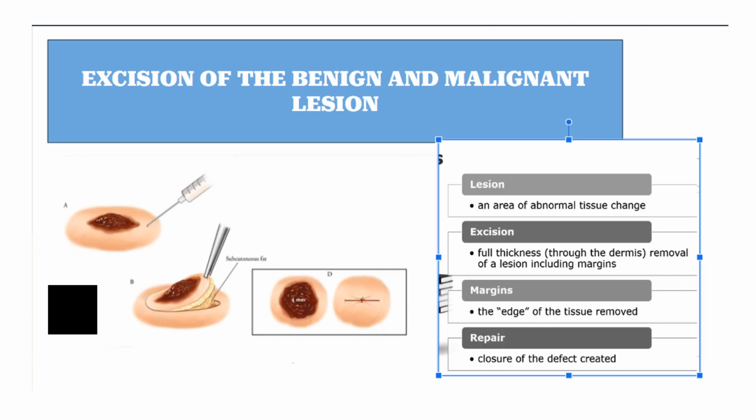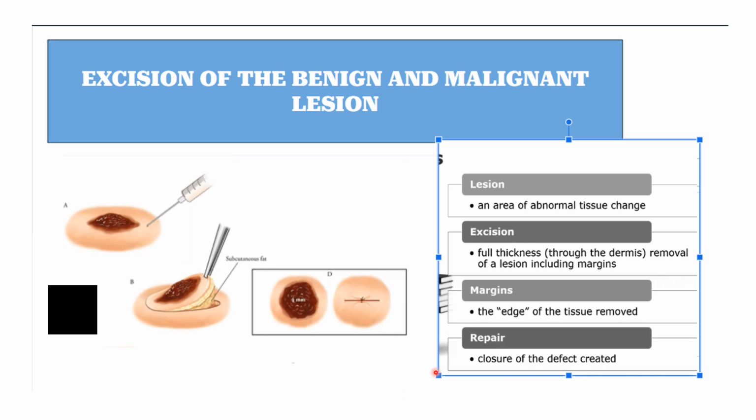So this is very important topic, because on this topic there will be many questions. Excision of the benign and malignant lesion. So in this case, the area of the abnormal tissue is called as a lesion. So in this case, the part which is looking brown is called as a lesion.